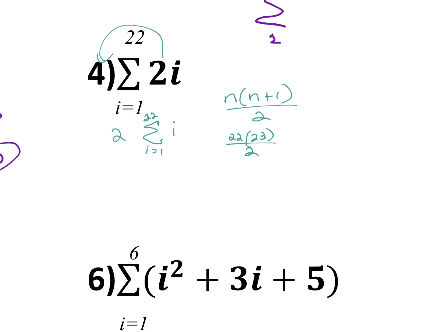Now this is going to be 2 times this. You could simplify this a lot of different ways. You could do the 2 into the 22, make that 11, or, like Audrey said, we can also just cancel the 2's. That's fine too. 22 times 23 is 506.